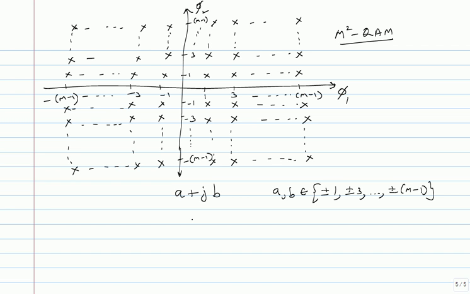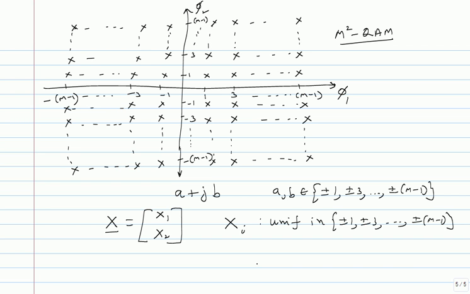Okay, so what else? This is an arbitrary point. And my x, which is the transmitted vector, will actually be x1 and x2. Each xi is what? What's the PDF for each xi? I'll say it's uniform in plus or minus 1, plus or minus 3, so on. Each xi is actually an MPAM signal, right? You can think of it that way. So we have two of them. We'll say they are iid. So the distribution for x is clearly defined. It's 1 by M squared, each point taking with equal probability.